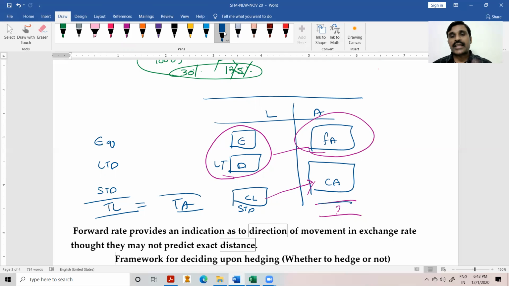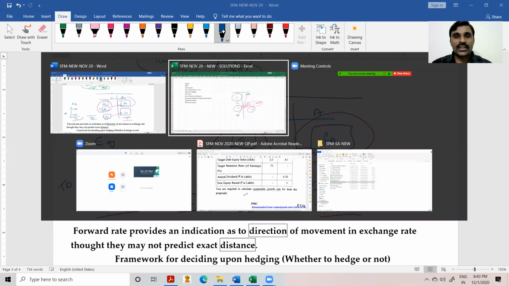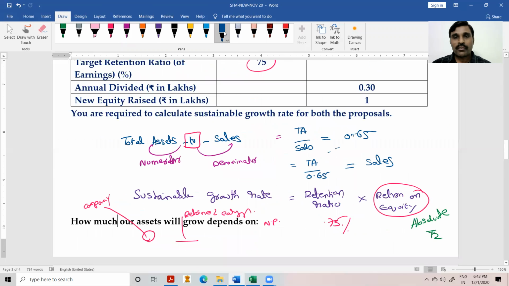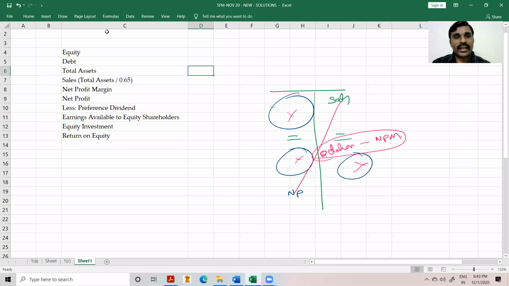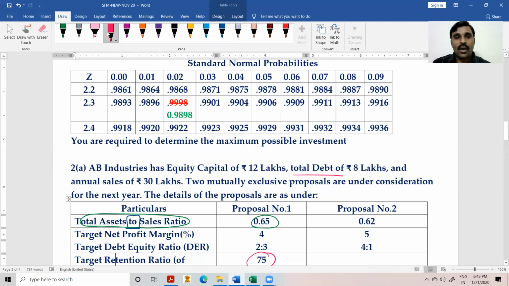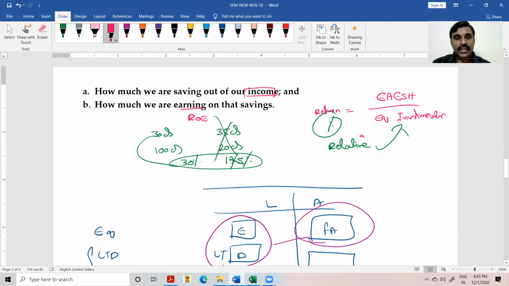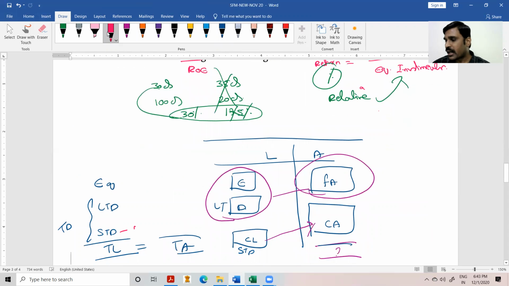But in the given case, current assets and current liabilities are not given. So therefore, I am assuming that what they have given is total debt. Look at this question. What is the information given? Total debt. So I have to take both short-term debt and long-term debt. Otherwise, debt means long-term debt only. But in the given case, they have given information related to both. So this short-term debt is nothing but current liabilities.